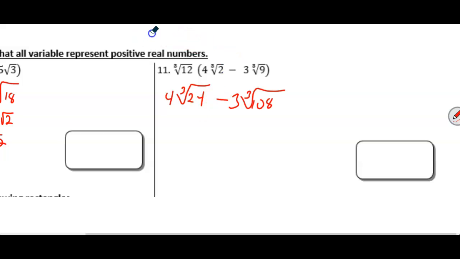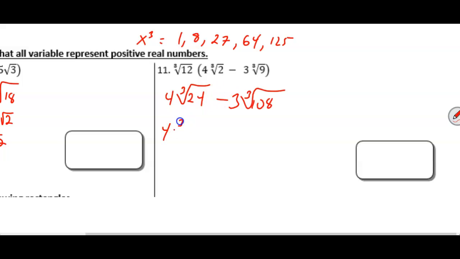Remember your perfect cubes. Perfect cubes are 1, 2 cubed is 8, 3 cubed is 27, 4 cubed is 64, 5 cubed is 125. I'm going to stop there because that's all we need.